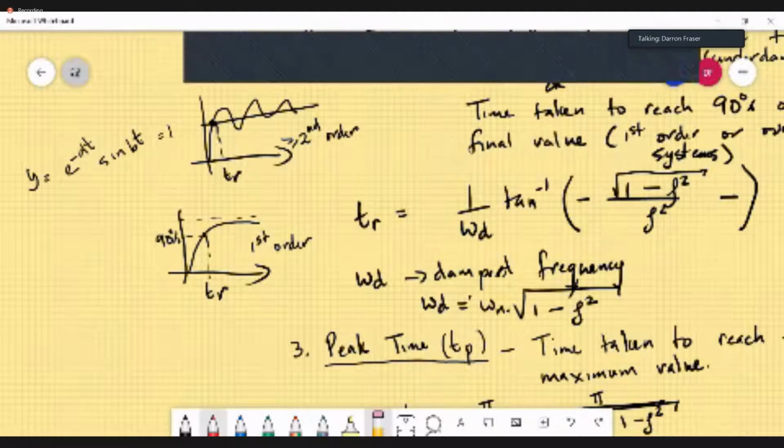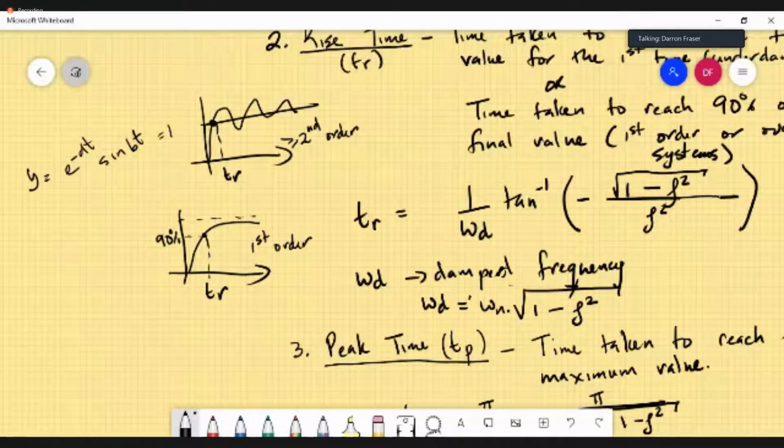All right, so those are the definitions of the parameters that we want to control in a system. We can want the system to be critically damped. We can want the system to have a particular rise time, have a particular overshoot, and so forth.